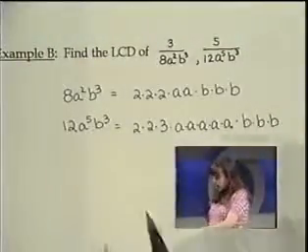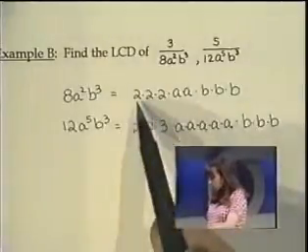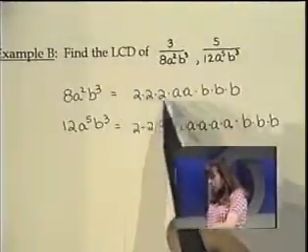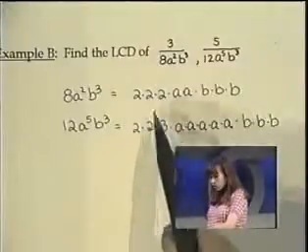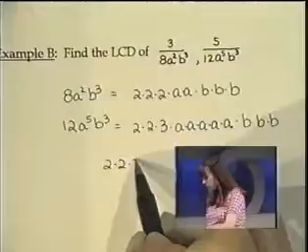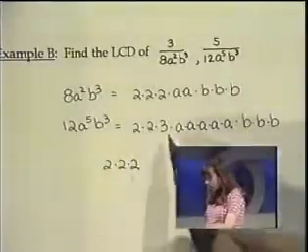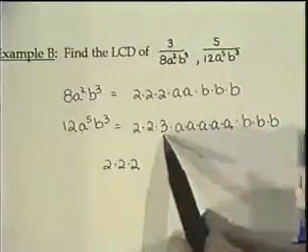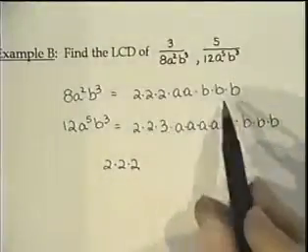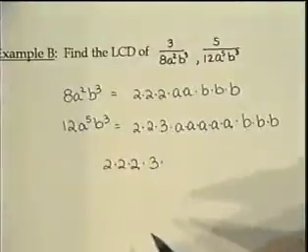Okay? Now, take the greatest number of times each factor occurs. We'll start with the 2's. 3 2's versus 2 2's. The most the 2's occur is 3 times, so we'll put 3 2's. Let's go to the number 3. 3 appears once here and not here, so the most the 3 appears is once.